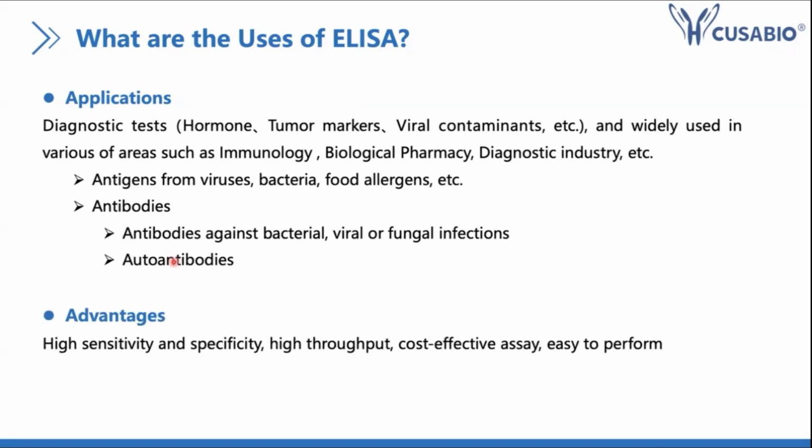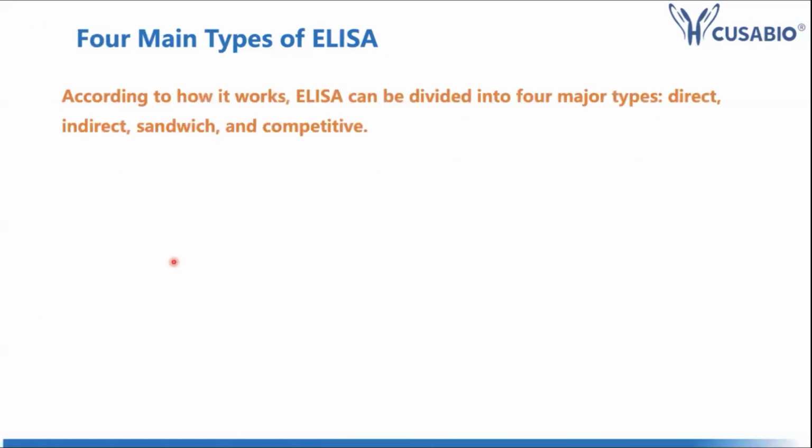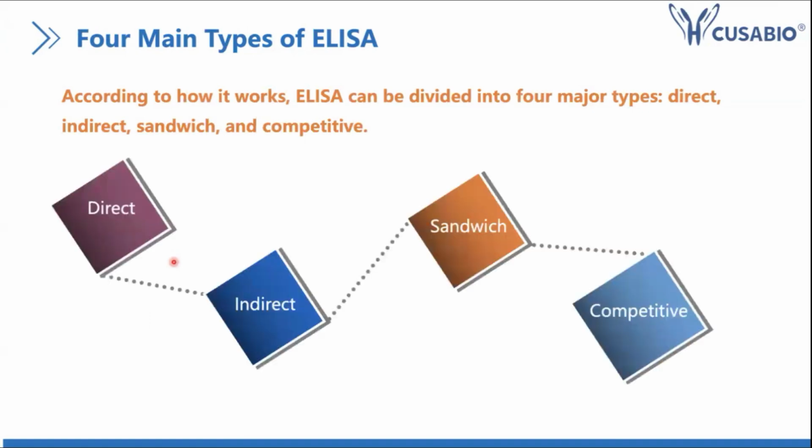I think all these applications are based on the advantages of ELISA technology. Overall, ELISA technology has high sensitivity and high specificity, and the kit is very easy to use. The assays can be performed easily in a high-throughput and cost-effective way. There are a lot of advantages that I will not list all of them. According to the mechanism of ELISA, they can be divided into four major types: the direct, indirect, sandwich, and competitive. I will explain them one by one.